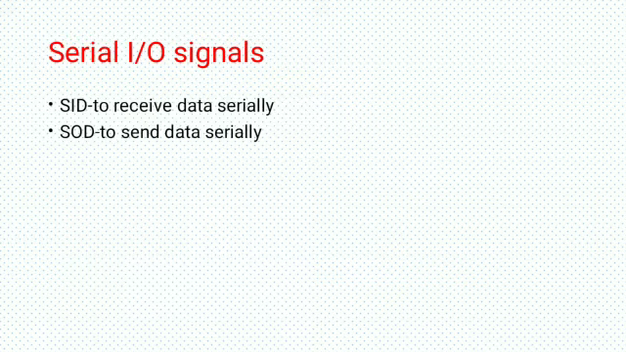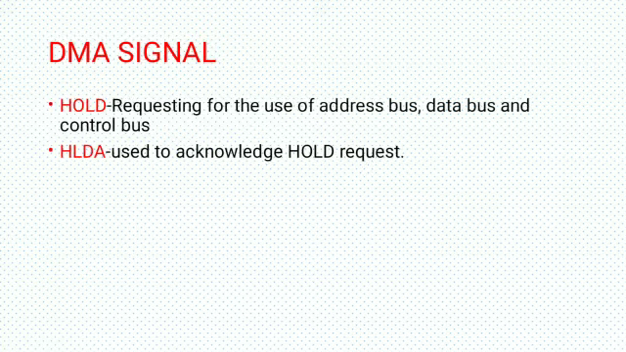The next one is the serial IO signal. Here two serial signals are used. One is serial input data, another one is serial output data. Serial input data means it receives the data serially. Serial output data means it sends out the data serially.